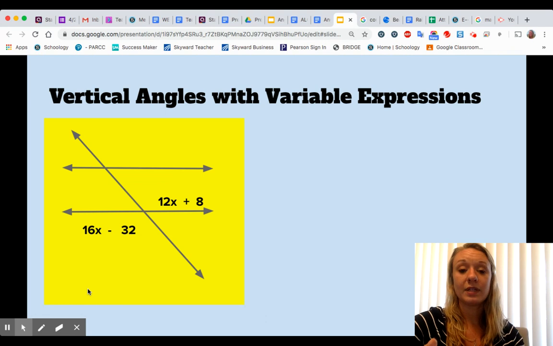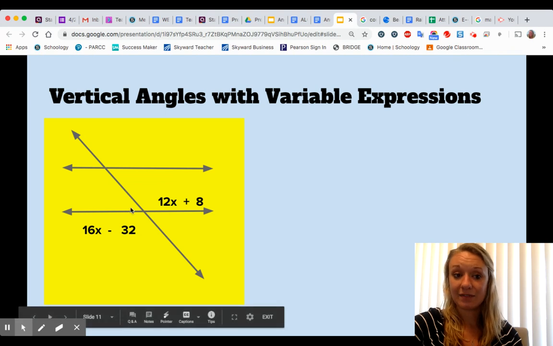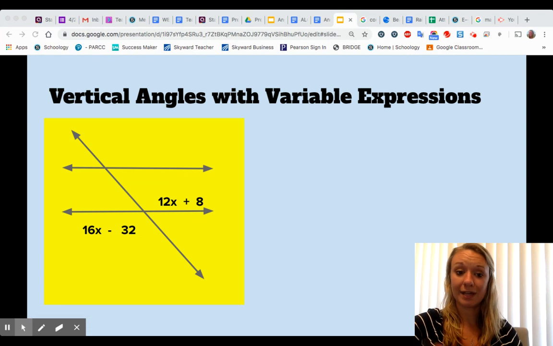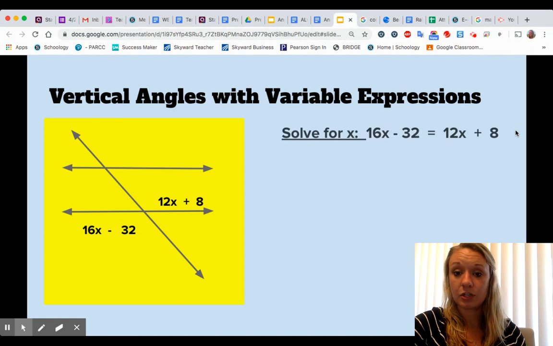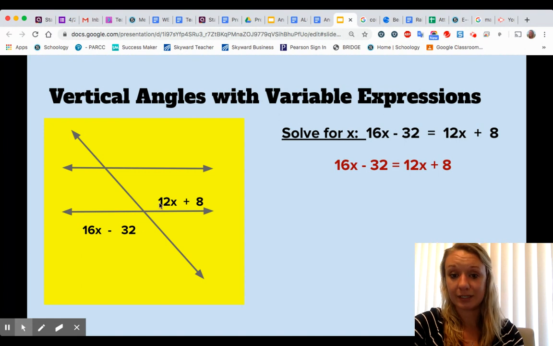Now, knowing that vertical angles are congruent, we can apply that knowledge with expressions and equations. So if I gave this to you and I said, I want you to solve for x, hopefully you know that because those two angles are across from one another, and we can circle them, that they're congruent or they are equal because they're vertical. So because they're vertical angles, you can set up 16x minus 32 is equal to 12x plus 8. They're equal because they're vertical.